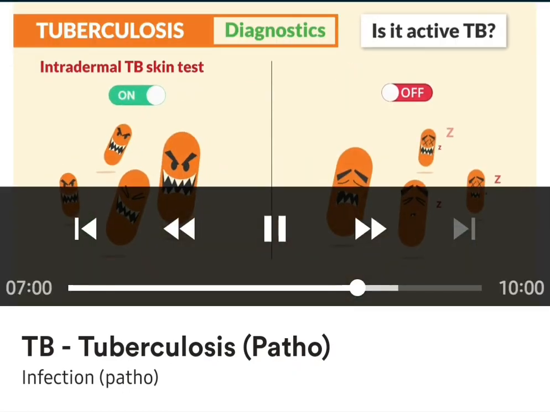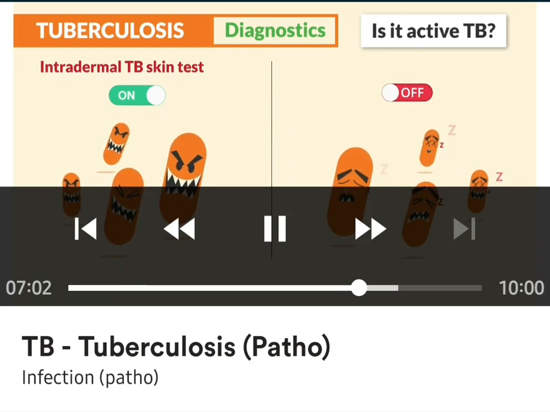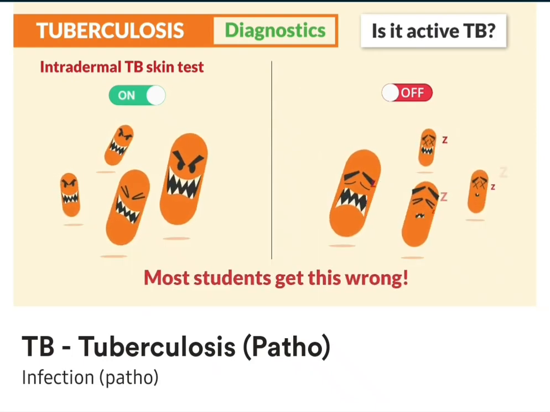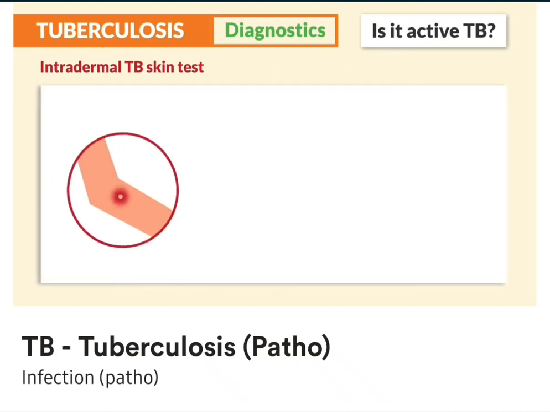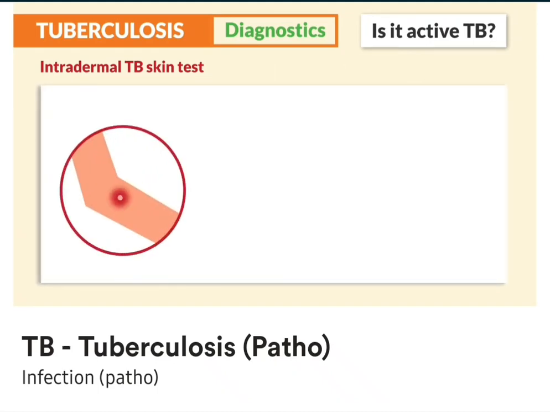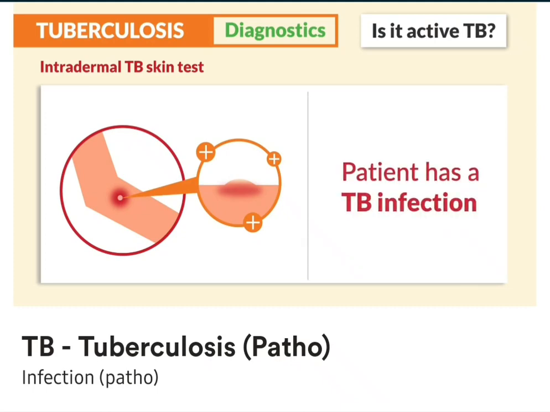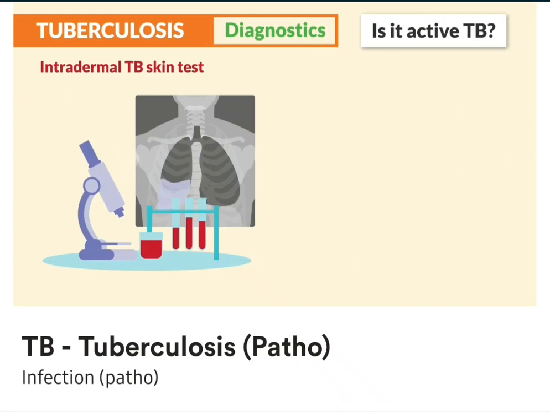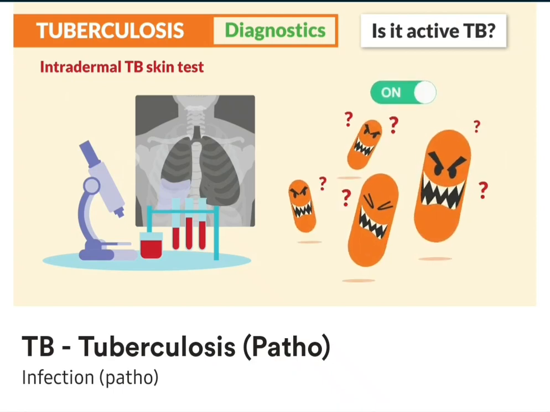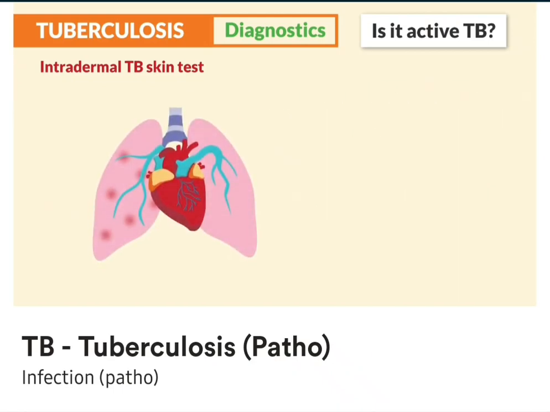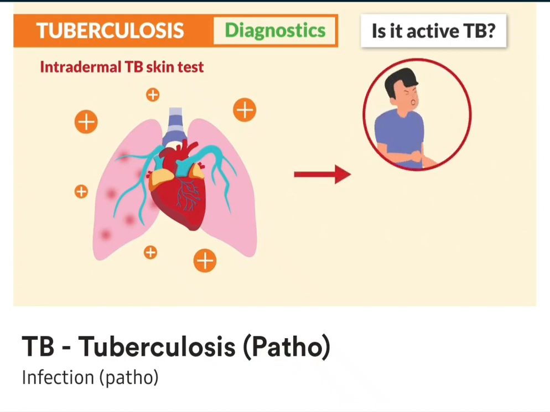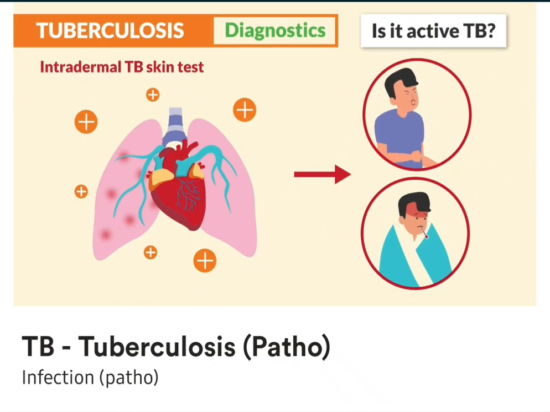Infection, but the key here is that they may or may not be in active form. Most students get this wrong. So the most accurate description of a positive tuberculin skin test is that yes, the patient has TB infection, but additional testing is needed to see if the TB is in active form. Typically, patients with active TB will show those active signs, like that terrible cough and active fever, as well as those night sweats and weight loss.